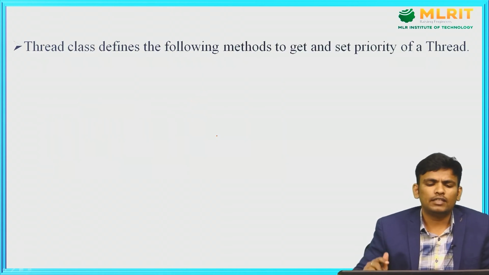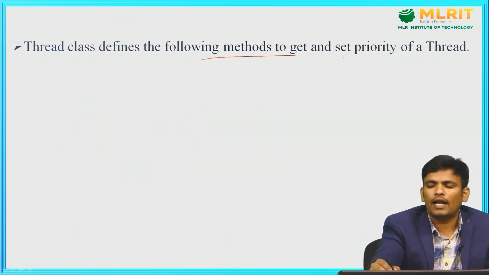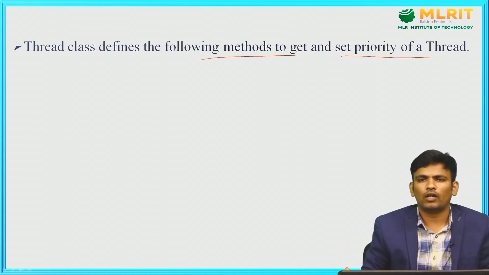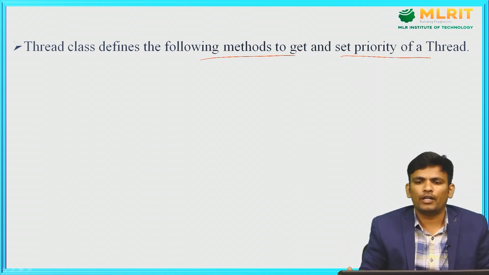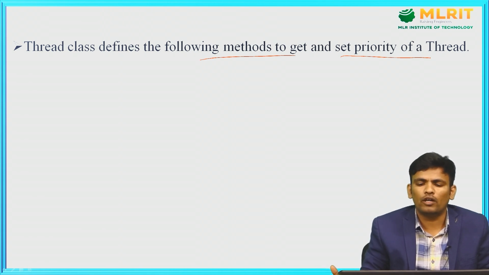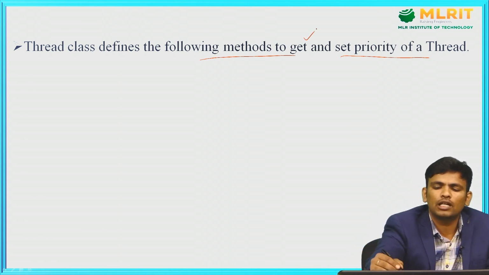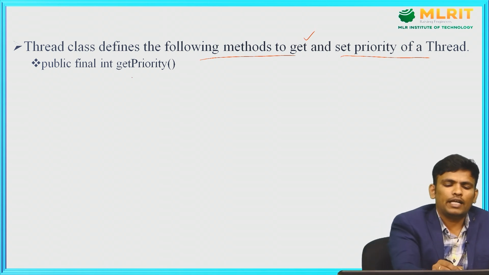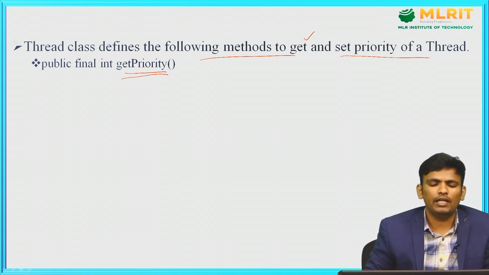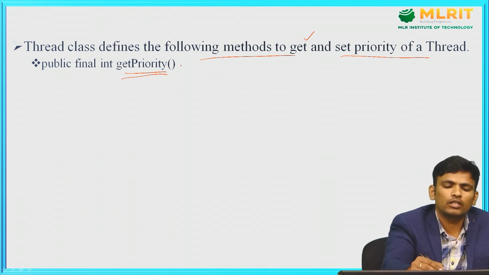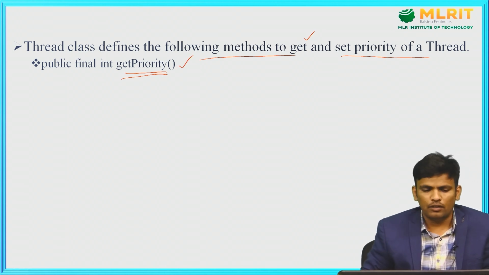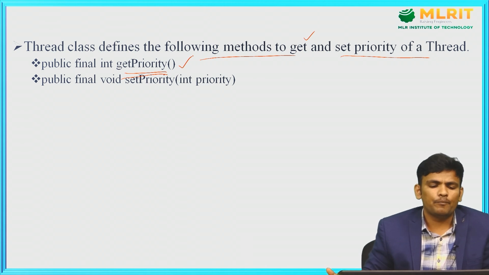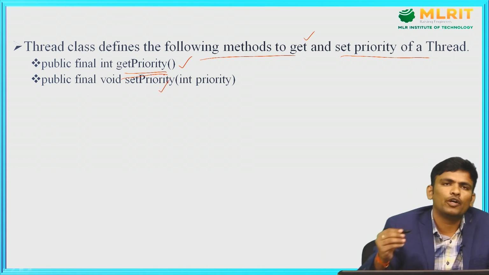The Thread class defines the following methods to get and set the priority of a thread. We can also customize thread priorities, and to do that we need to use the predefined methods available in the Thread class: setPriority and getPriority. If you want to know a particular thread's priority, you use the getPriority method, and if you want to set a priority for a thread, you use the setPriority method.